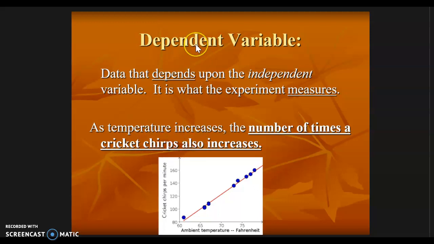Another way to figure out which one is the dependent variable is to ask what you are measuring as the experimenter. You're trying to measure that and figure out what is happening to the dependent variable.